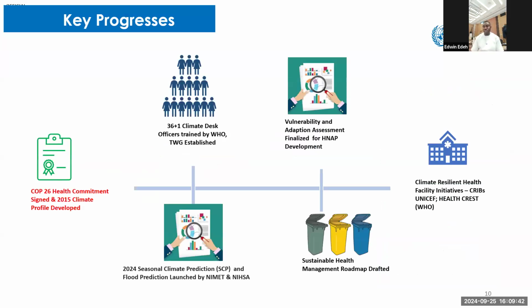Okay, so this is some of the key progress we have recorded over time. I recall that in 2015, WHO helped all the countries to develop the climate profile, and Nigeria is one of the countries that were part of that. And building on the profile, we have committed to a competencies commitment. In addition, we have trained several climate focal officers across the 6 geopolitical zones in 36 states.